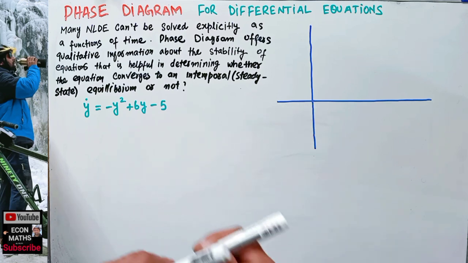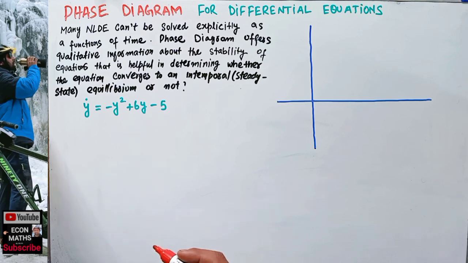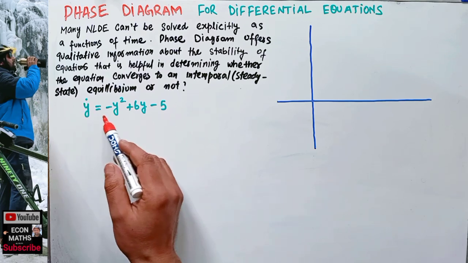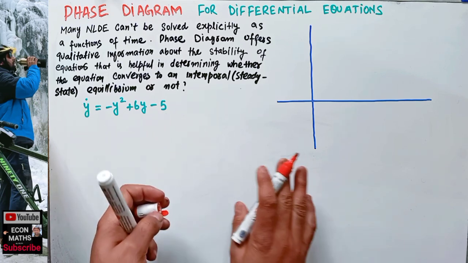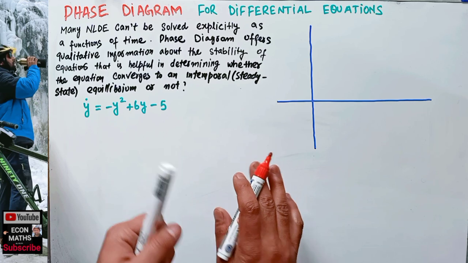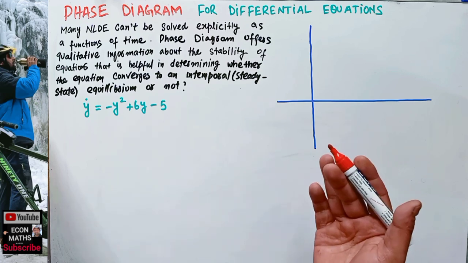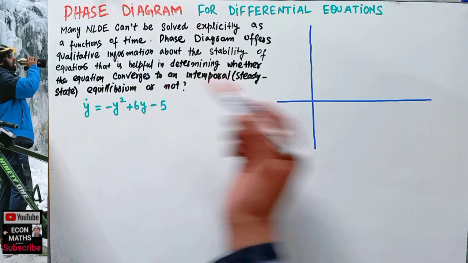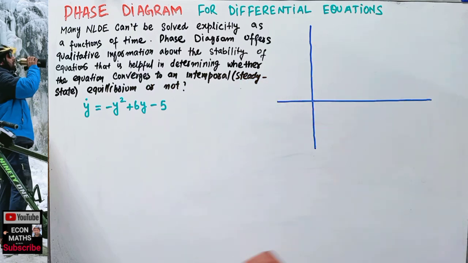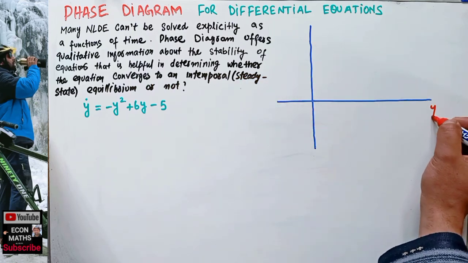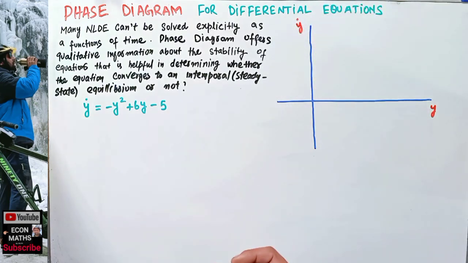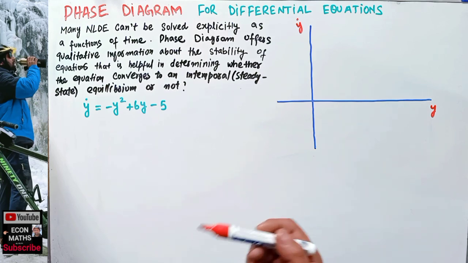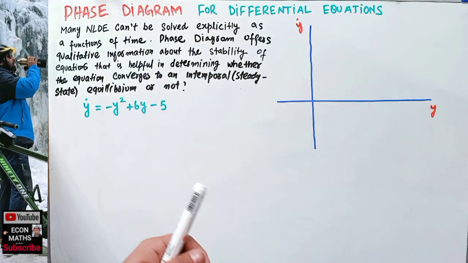Let us say we have this non-linear differential equation: y dot is equal to minus y square plus 6y minus 5. y dot is simply the time derivative of variable y. Our endeavor is to see how this y dot moves on this graph. So let's write y on this side and y dot, the time derivative of y, on the vertical side.